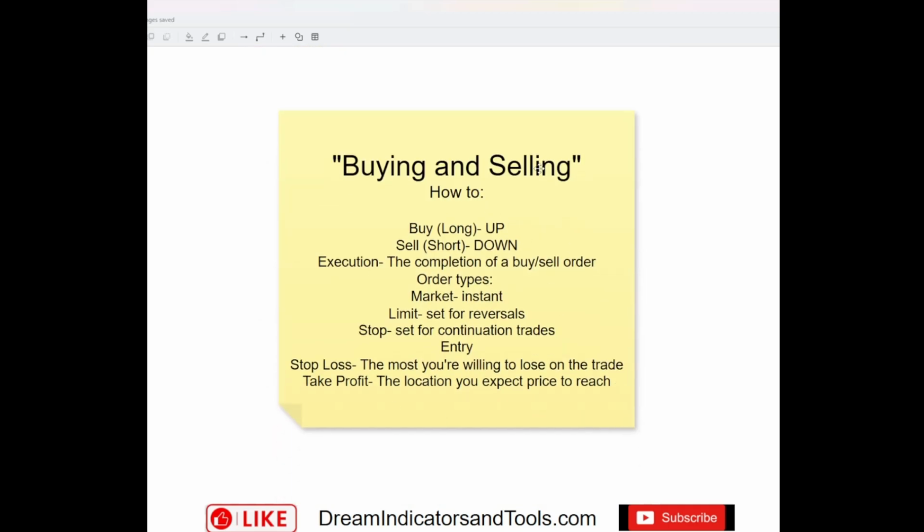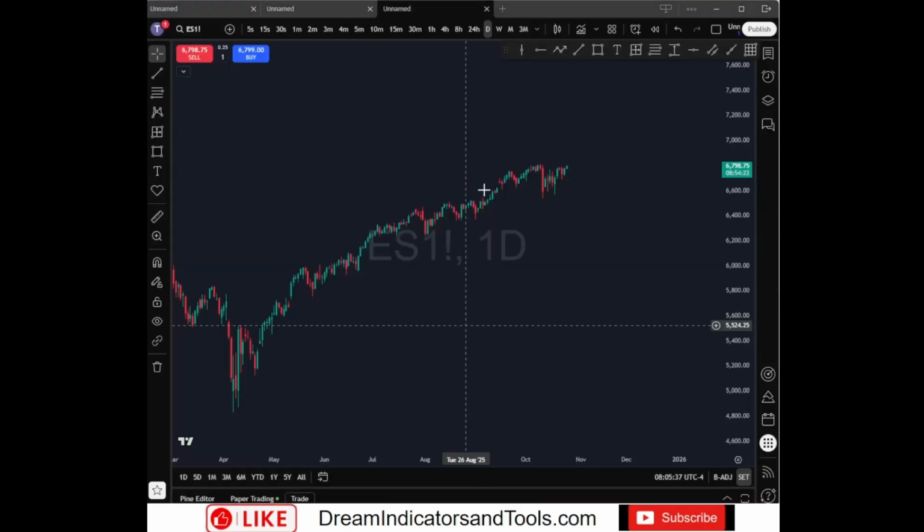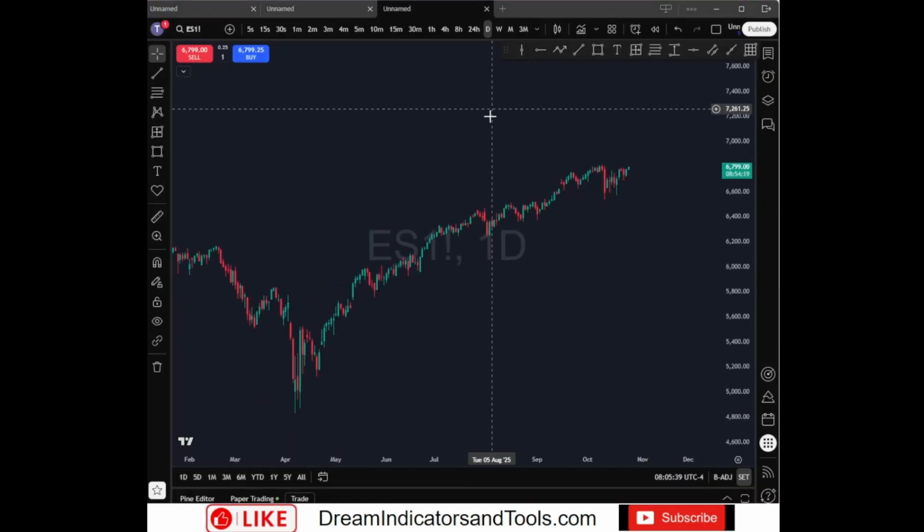Now, we're going to take a look at some details because one of the things that you're going to need to do if you want to start your journey with learning how to trade is you're going to have to actually start doing it. And as I mentioned before, TradingView is one of the best locations that you can possibly do that.